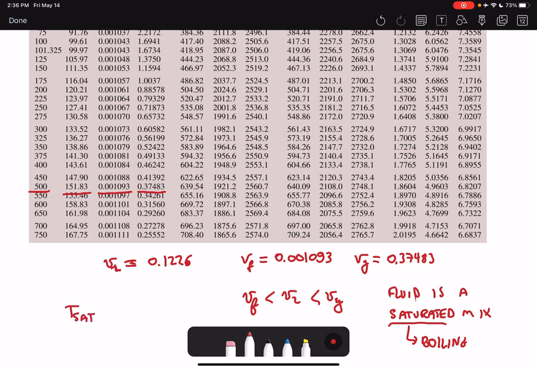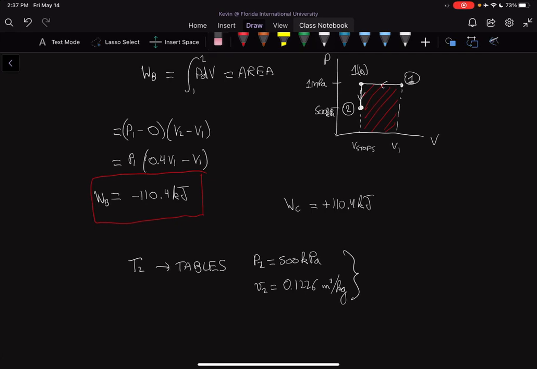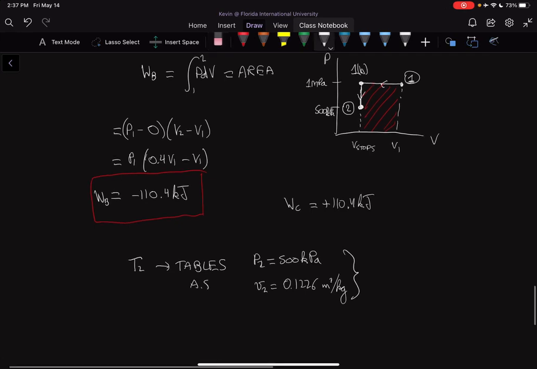Okay, so we remember in the saturated mix phase, the temperature does not change. The temperature stays constant. Therefore, our temperature is T saturated, which is 151.83 degrees Celsius. So we can go back to our question and say that from table A5, we had a sat mix, and due to that saturated mix, we have T2 is equal to 151.83 degrees Celsius.